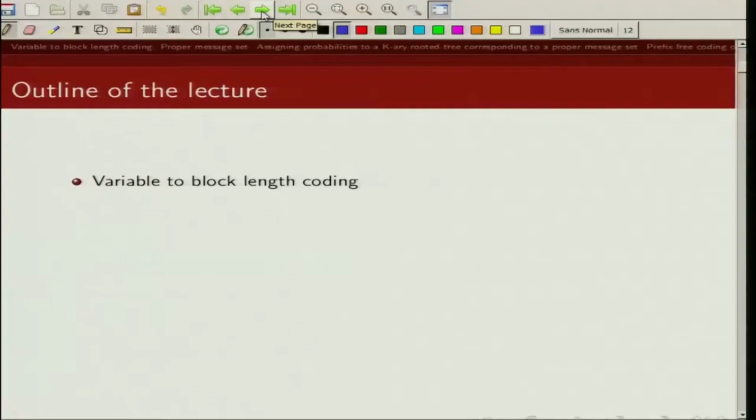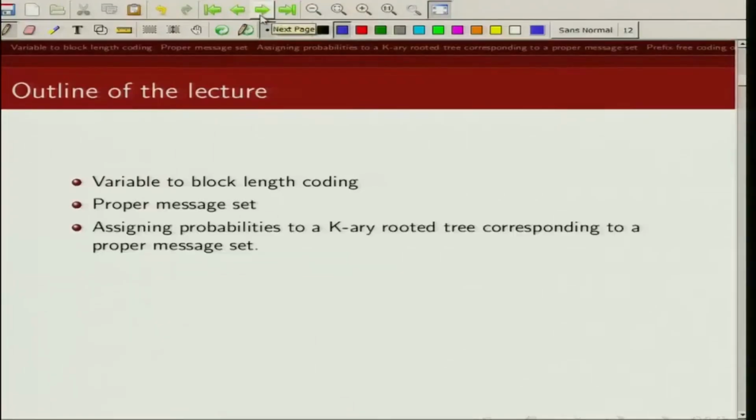We'll talk about a method to parse an input sequence into blocks of variable length, and in particular we'll talk about one particular case where we know how to do this variable length coding optimally. So today's topic of discussion is variable to block length coding.